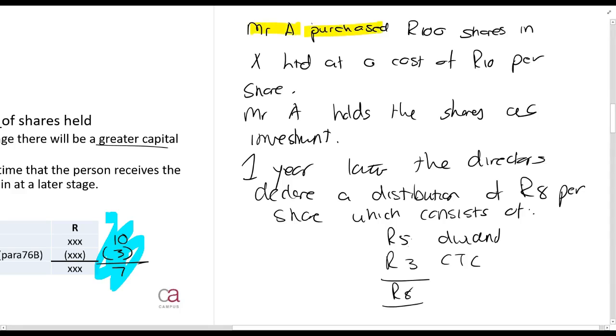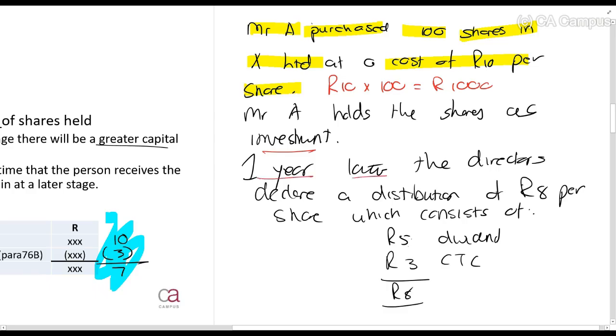Mr. A purchased 100 shares in X Limited at a cost of 10 rands per share. Okay, so 10 rands times 100 equals 1,000 rands. Mr. A holds the shares as investment. 1 year later, the directors declare a distribution of 8 rands per share, which consists of 5 rands dividend and 3 rands contributed tax capital.